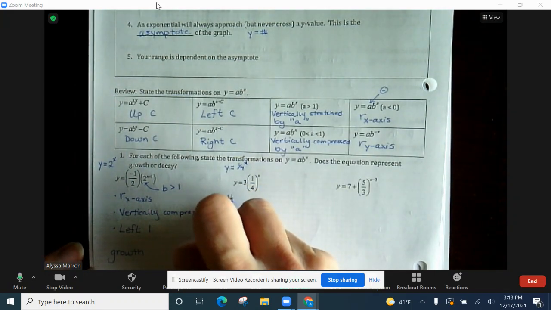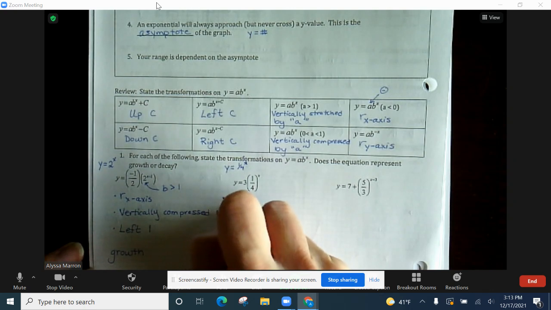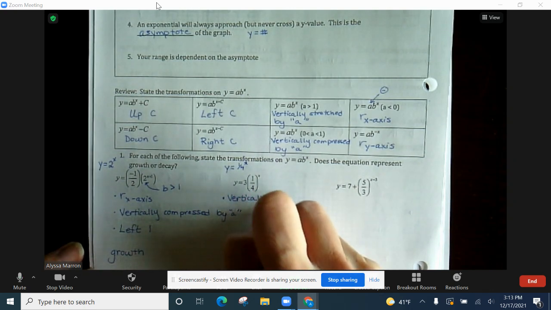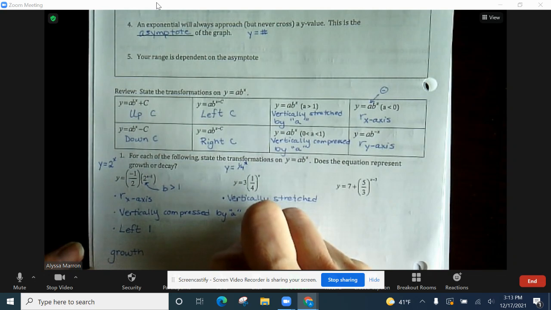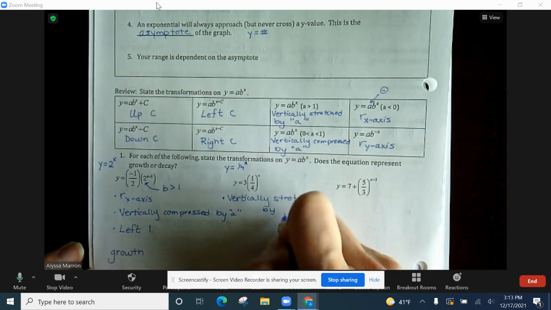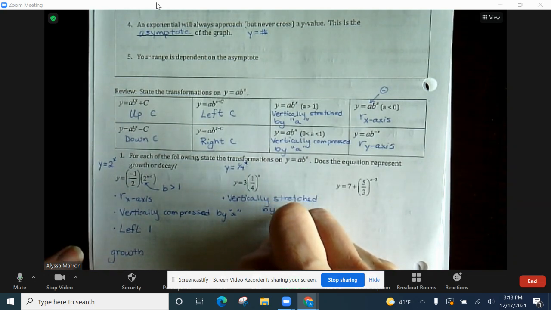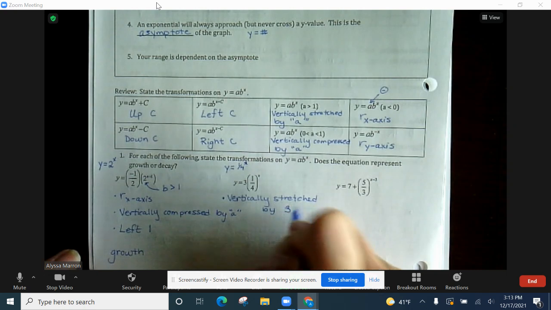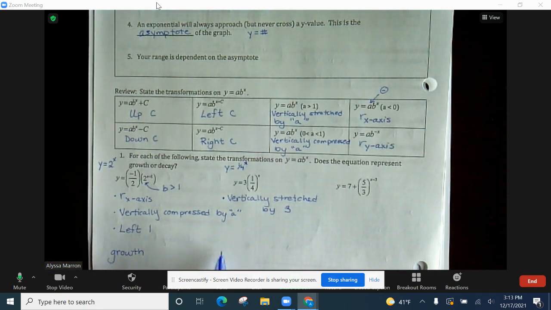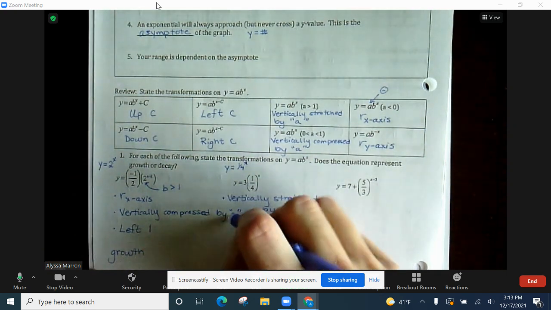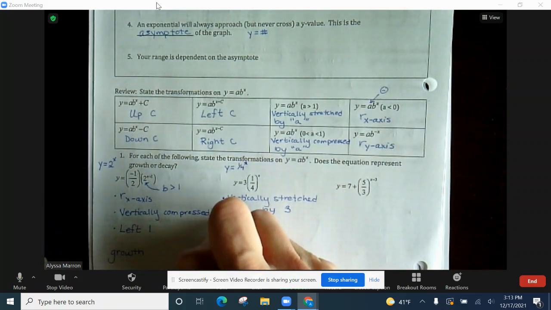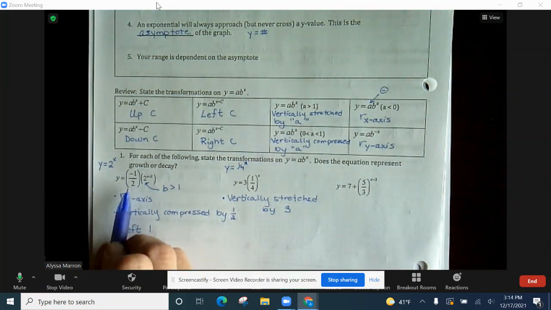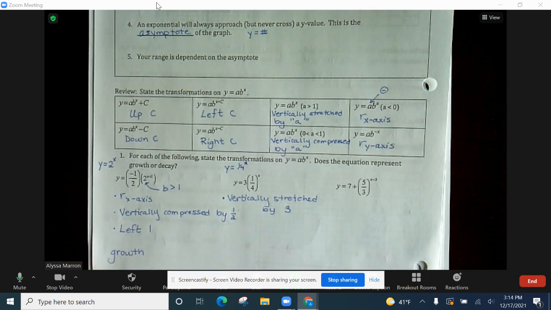This was vertically stretched by 3. Oops, and I just realized in my last one I should have said that was vertically compressed by 1/2. You can actually input that value, that coefficient, 1/2. I would not put negative 1/2. That negative corresponds to the reflection. You just input that number.